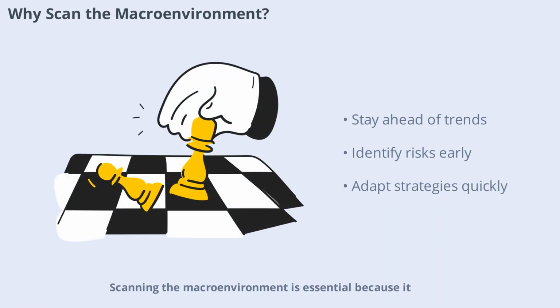Scanning the macroenvironment is essential because it helps organizations stay ahead of the curve. By keeping an eye on external trends and forces, businesses can identify potential risks and opportunities before they become critical. This proactive approach enables companies to adapt their strategies, ensuring long-term success. For example, a sudden change in government policy or a new technological breakthrough can dramatically alter the business landscape. By regularly scanning the macroenvironment, organizations can respond quickly and effectively, minimizing negative impacts and capitalizing on emerging trends.